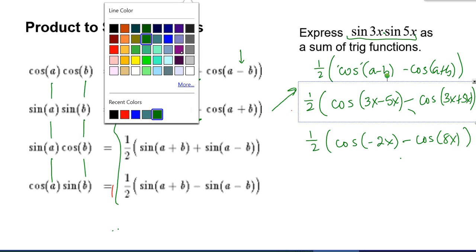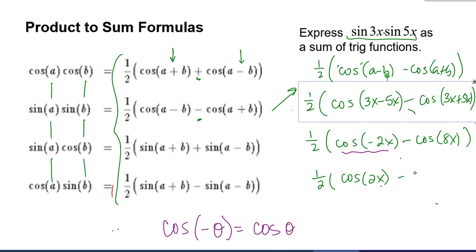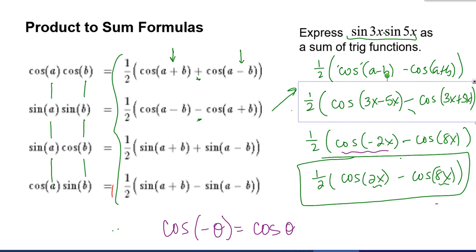Now, if you remember, and hopefully you do, because you saw your cheat sheet, the cosine of negative theta, according to our identities, is the same thing as cosine of the positive value. So this can actually be just 1/2 times cosine of positive 2x minus cosine of 8x. Now, you cannot simplify that further. You cannot add that 2x minus the 8x and get 6x. That 2x is inside the function, and that 8x is inside the function. So that's the new form of it.